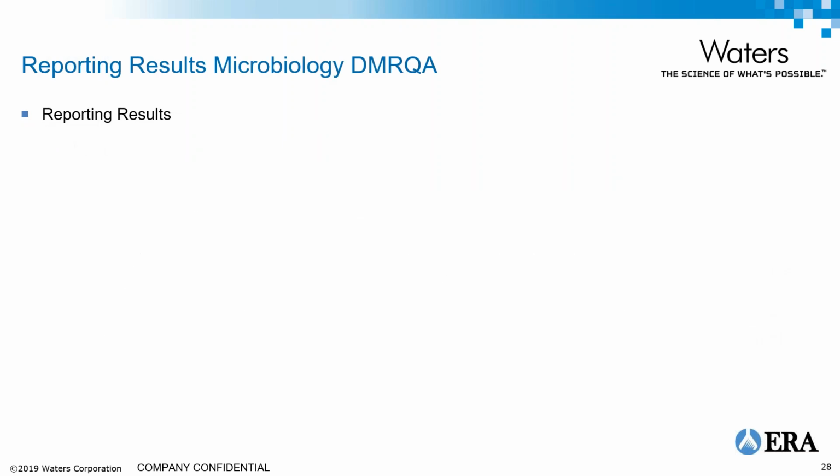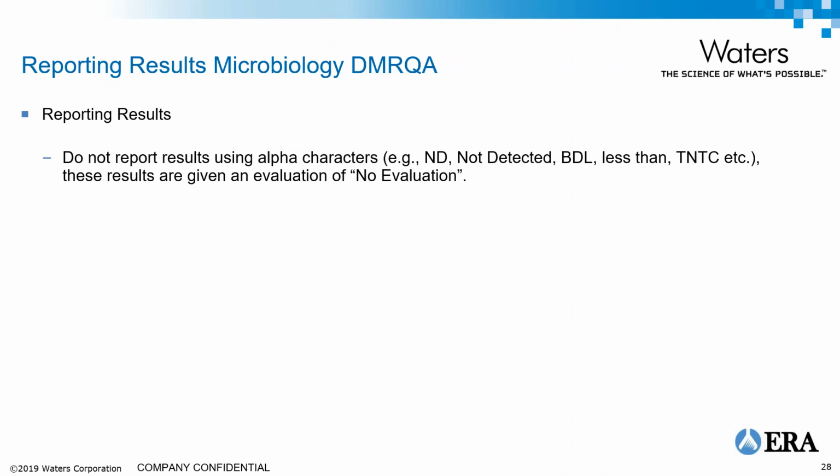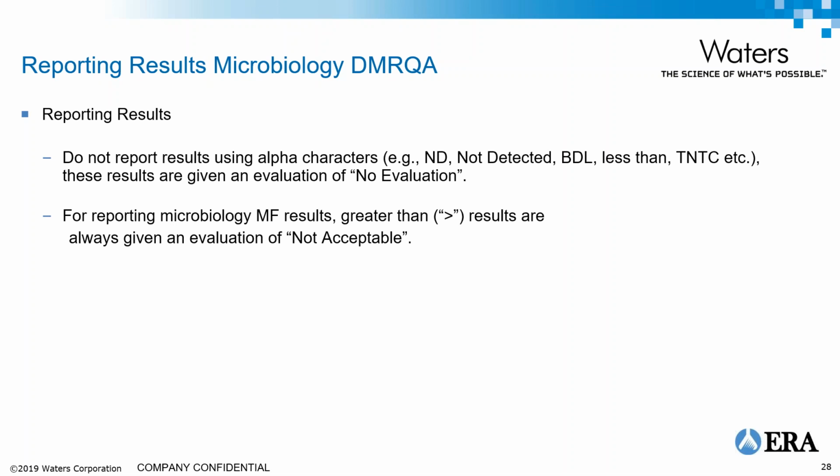Reporting issues. So we're going to go over some of the reporting issues. You want to make sure that you do not report using alpha characters. All alpha characters such as non-detects, BDLs, TN, TC, those are going to be given a no evaluation. For reporting membrane filtration results, if you report a greater than, it's going to be evaluated as non-acceptable.